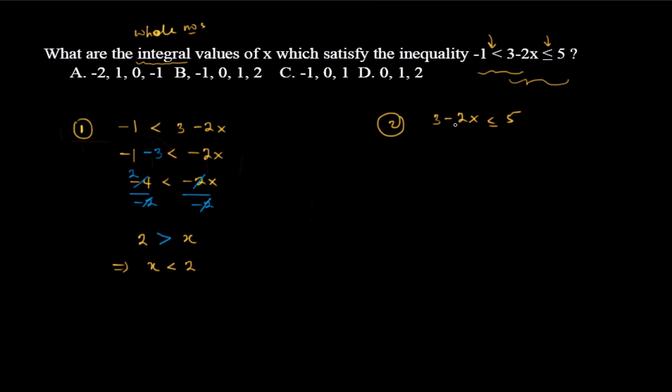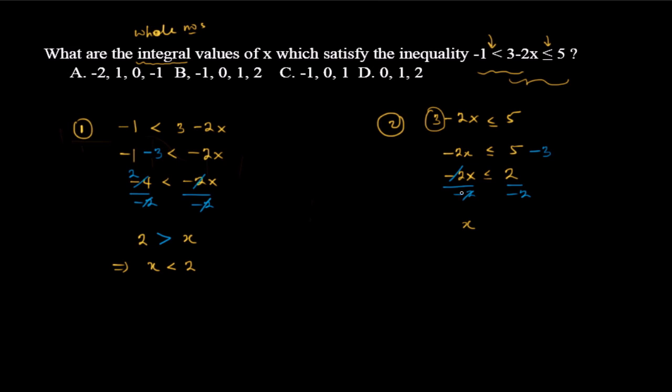So let's go ahead and find the solution for the second inequality. We have 3 - 2x ≤ 5. To solve for x, I need to bring 3 to the other side, so we subtract 3 from both sides. So you have -2x ≤ 5 - 3, which is -2x ≤ 2. To solve for x, we divide both sides by -2, so this goes off and you have x.